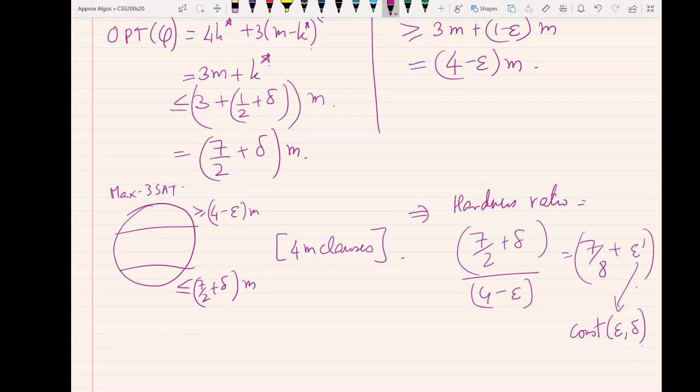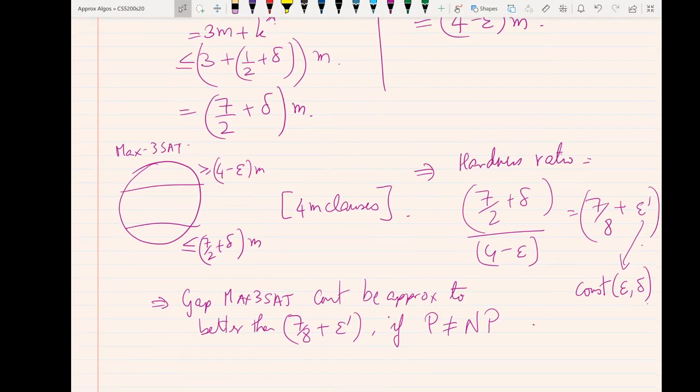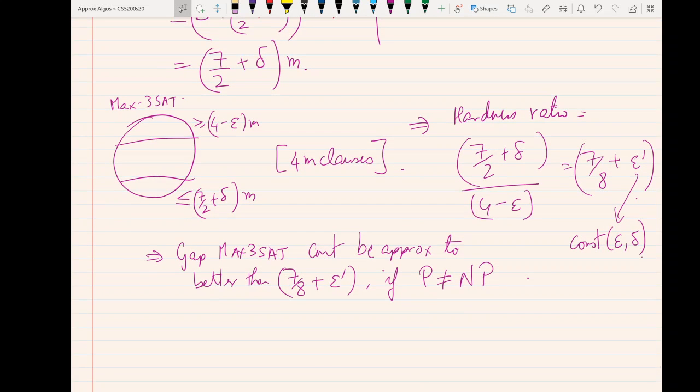So this shows that gap max 3 SAT can't be approximated to better than 7 over 8 plus epsilon prime if P not equal to NP. And by approximated, I mean using a polynomial time algorithm. It should not be a gap, it's just max 3 SAT cannot be approximated.